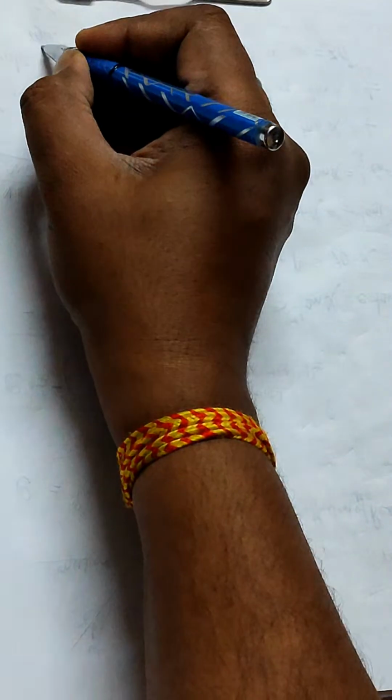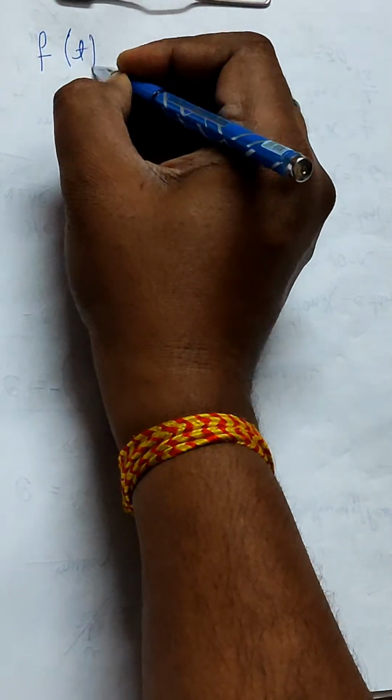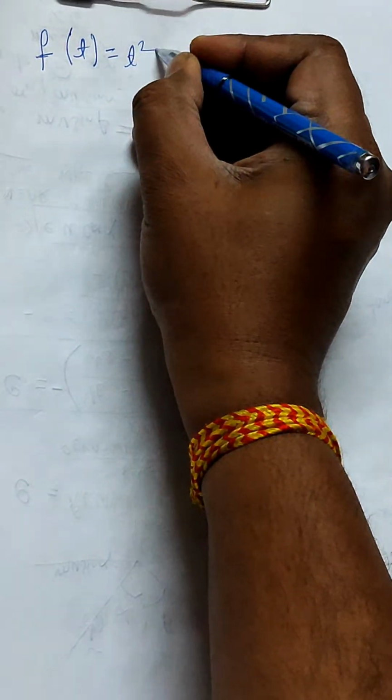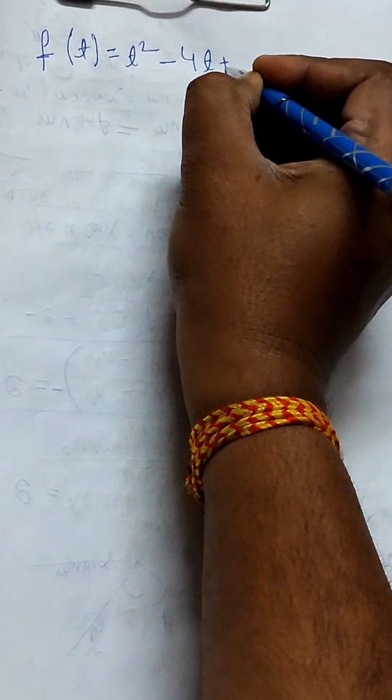t square minus 4t plus 3 is a quadratic equation, right? And we need to find the value of alpha 4 beta cube and alpha cube beta 4. So the quadratic equation given to you is a function of t. The variable is t, and the function is in the form of variable t. The quadratic equation is t square minus 4t plus 3.